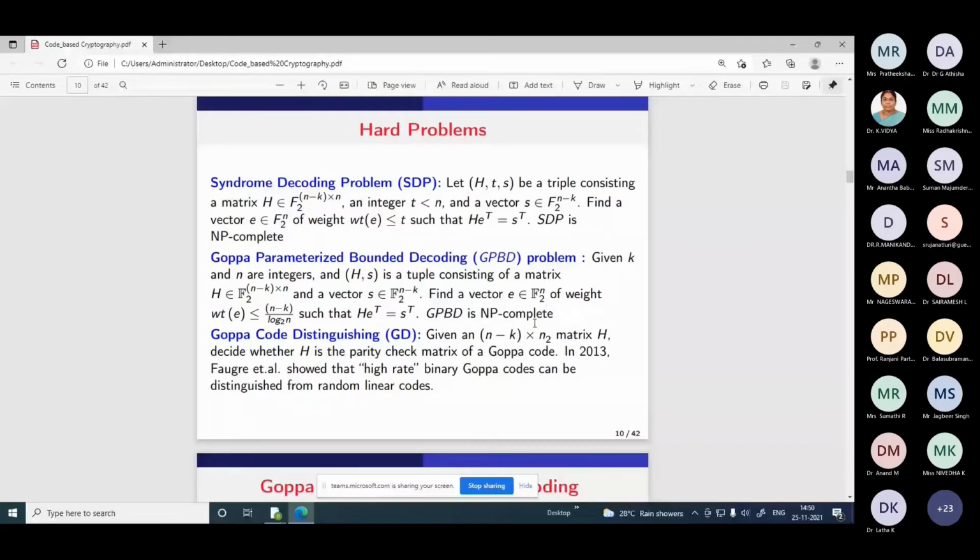What is the Goppa parameters bounded decoding problem? When a parity check matrix H is given and a syndrome S is given to you, you have to find a vector of weight at most T, as I told in syndrome decoding. But here, the weight is given by the Goppa parameters, that is (n minus k) divided by log n base 2, where n is the length of the code word and k is the dimension. With the parameters, you can find what T is. So given H and S, we have to find E with this weight. But finding that vector is an NP-complete problem.